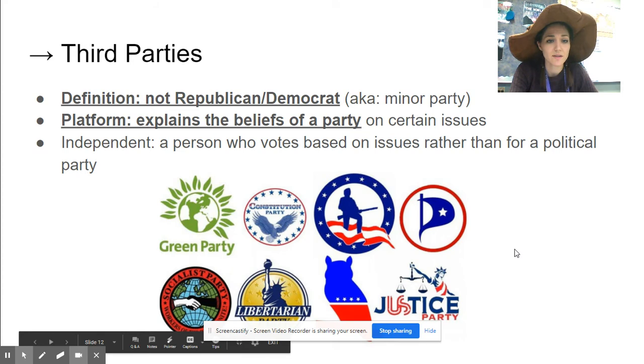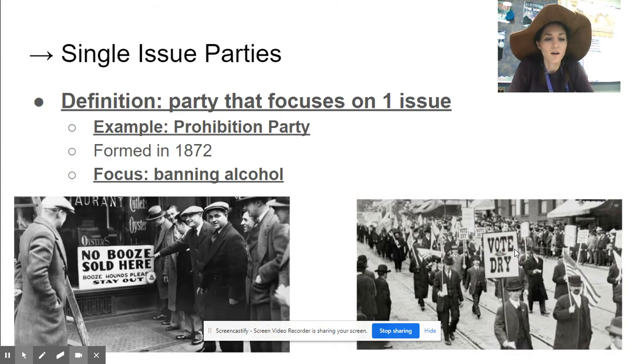If you need more time to write this down, go ahead and put the video on pause, push play when you're ready. All right, single issue parties. This is going to be a new heading. They are a type of third party. They're really, really specific in the fact that they focus only on one issue.